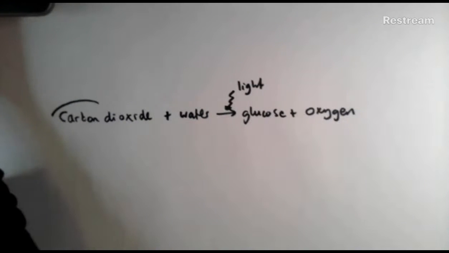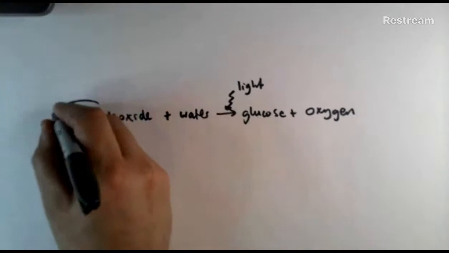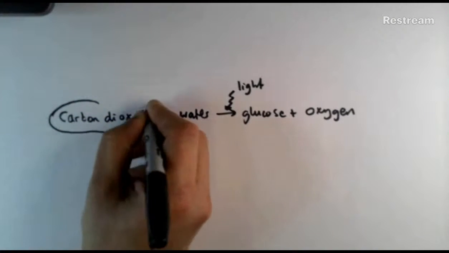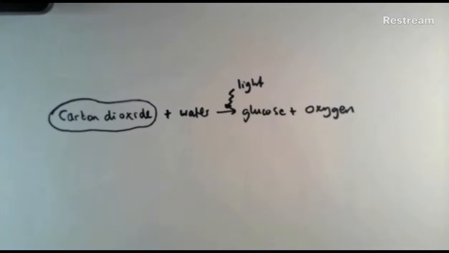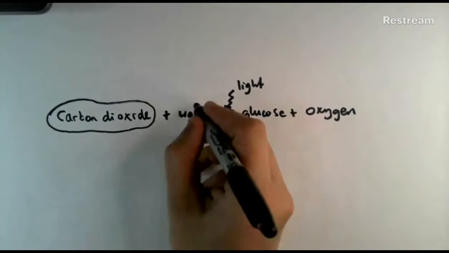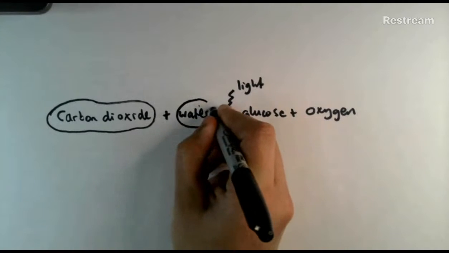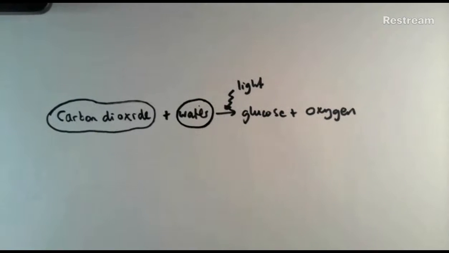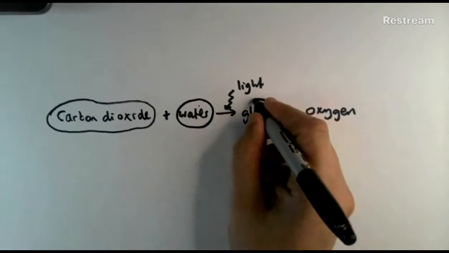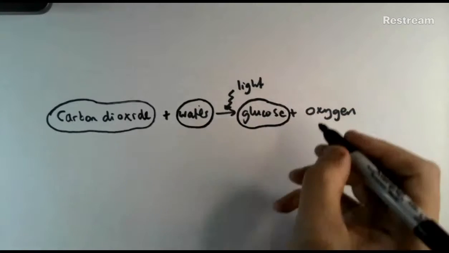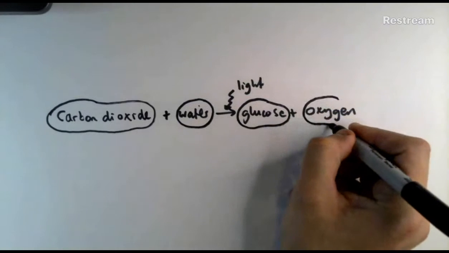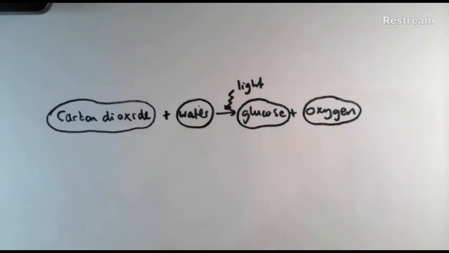Cool, brilliant. So as you can see, we're going to talk about how the carbon dioxide enters the plant through the leaf. Then we're going to talk about how water enters the plant through the roots and makes its way up the xylem. We're then going to talk about how glucose is transported as sucrose around the plant. And we're going to talk about how oxygen is transported out of the leaf.